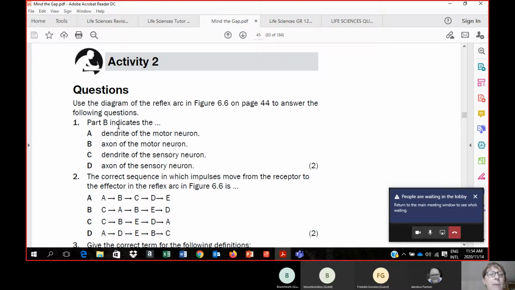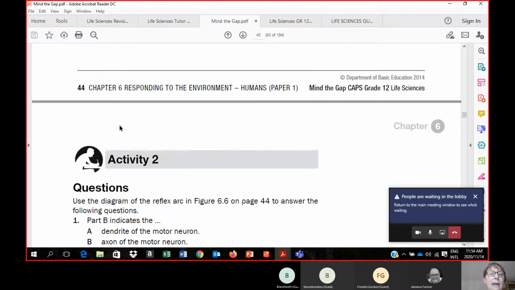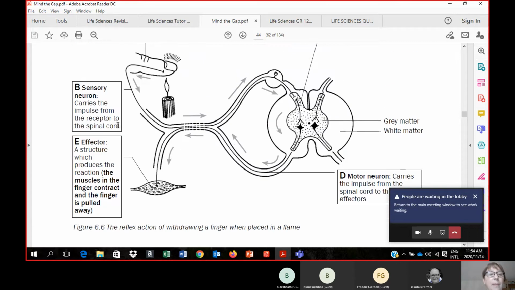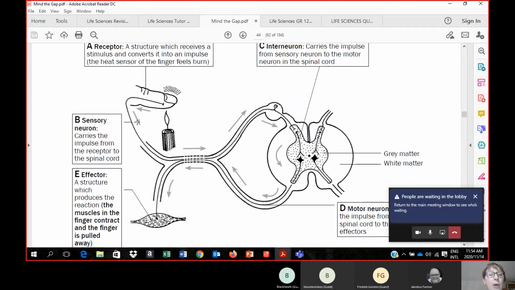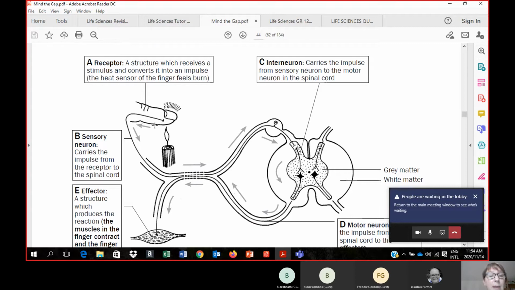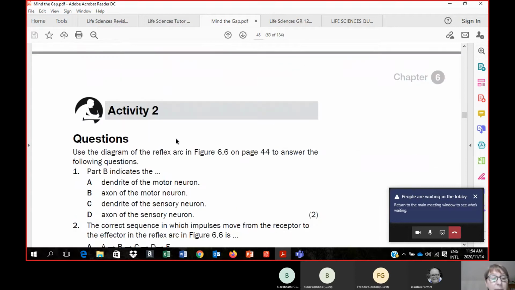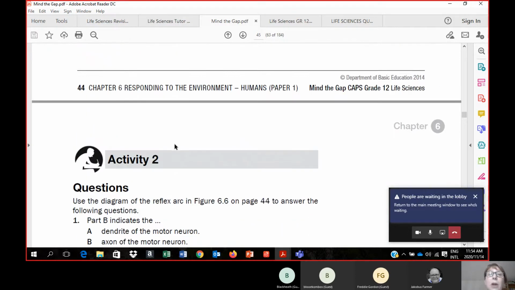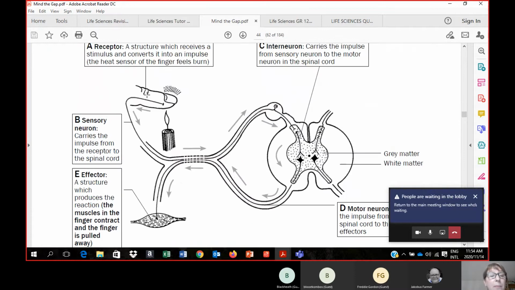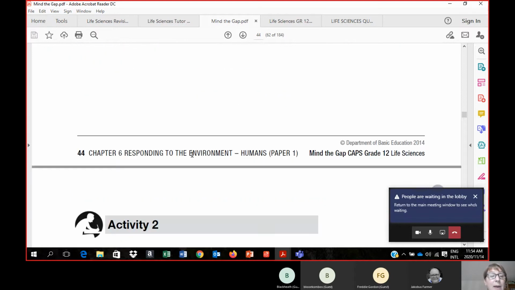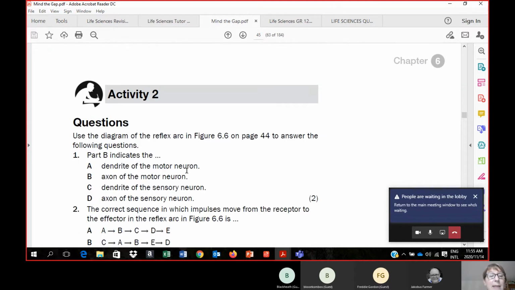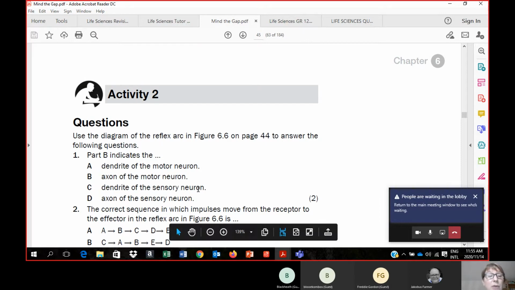So it says part B indicates. Now let's look at the picture quickly. I think they're talking about the question on page 44. Yes. So part B is this bit over here. So what does it indicate over there? Remember I showed it to you just now. So is it the dendrites of the motor neuron? Is it the axon of the motor neuron? Is it the dendrite of the sensory neuron, or the axon of the sensory neuron?